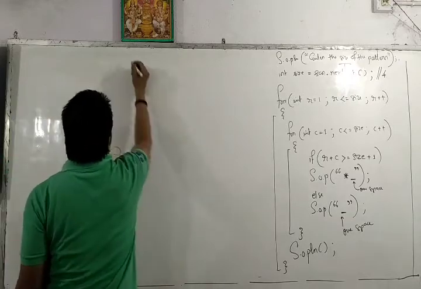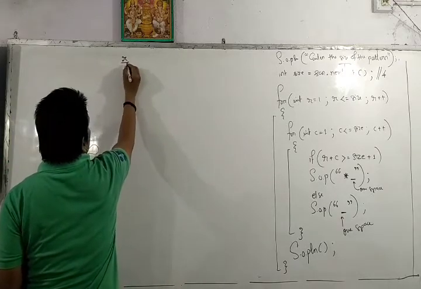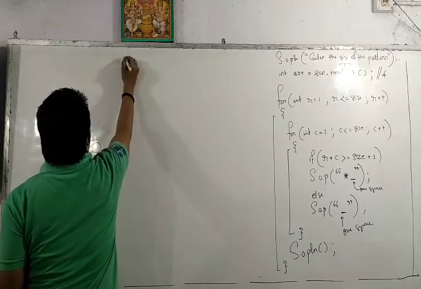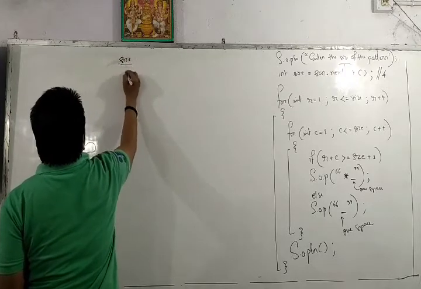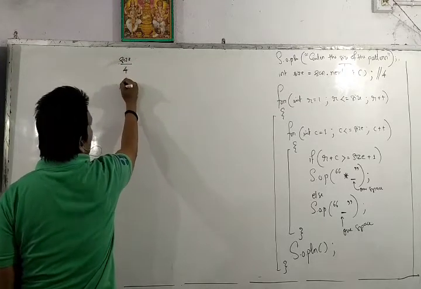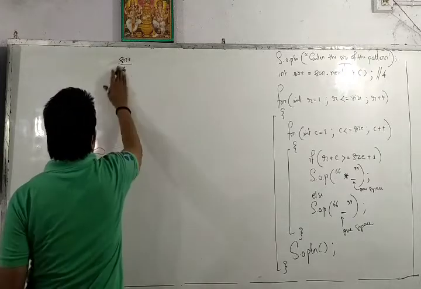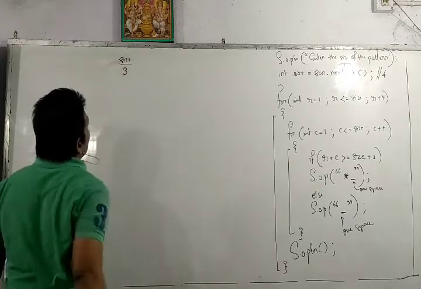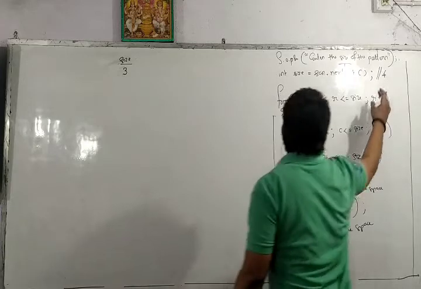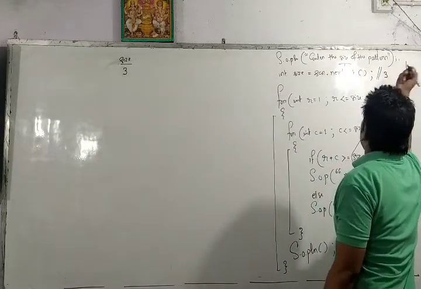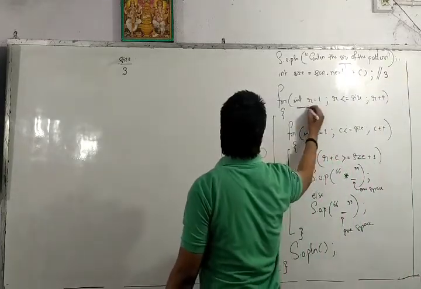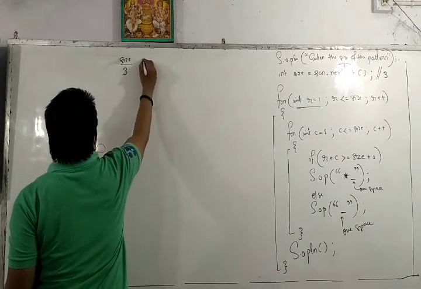Say r is equal to 1. Suppose size. First of all, what is the size? Assume the size is 4, or let us take 3 only. So size is equal to 3. R is equal to 1.